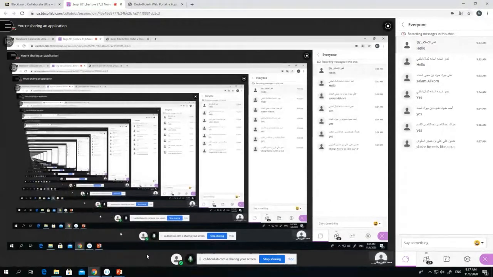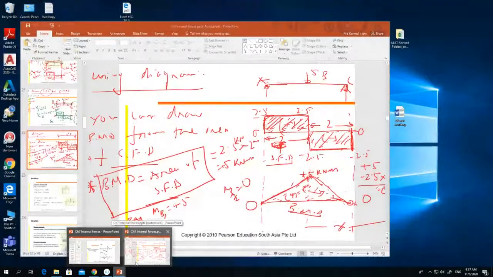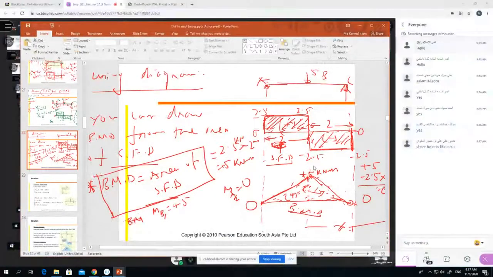Are you hearing me? Shear force is like a cut. No, not shear force like a cut, you have misunderstood. Shear force is the kind of force which is the cutting force. It works as a cutting force, right?